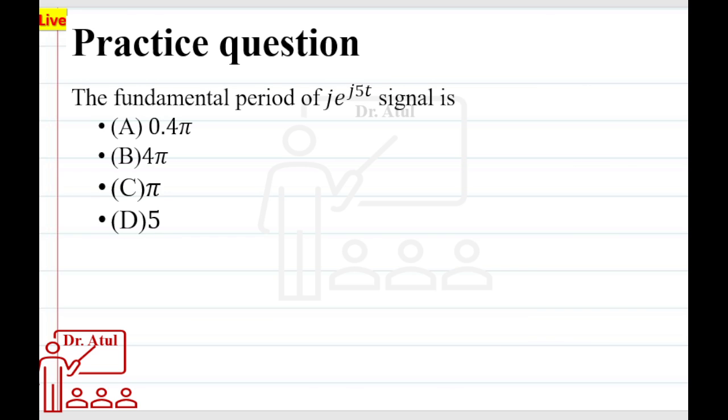Correct. The fundamental period of j e to the power 5t. How to calculate this one? The time period for this one is T equal to 2 pi upon omega naught. Omega naught is 5. So this is 2 pi by 5, meaning 0.4. Okay, good. Next one. Answer A is correct.